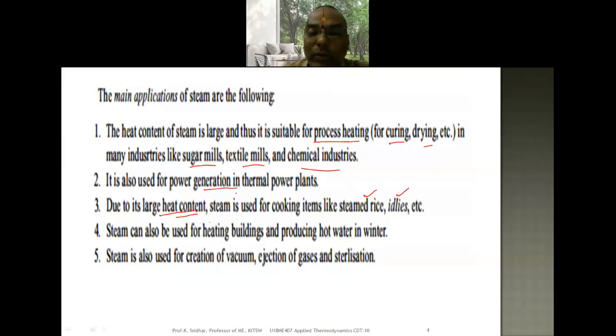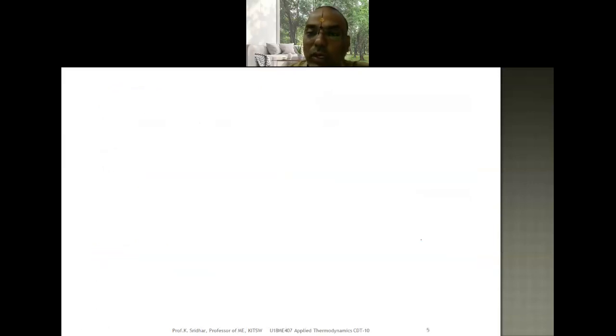Steam can also be used for heating buildings and producing hot water in winter seasons, especially for those living in cold regions and cold countries. Steam can also be used for creating vacuum, ejection of gases and sterilization. I have listed only a few applications, and there are more applications of steam. You can list some more.